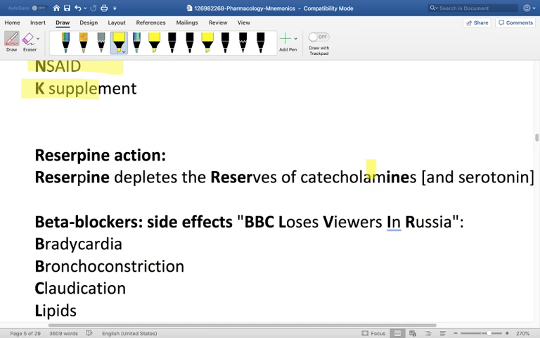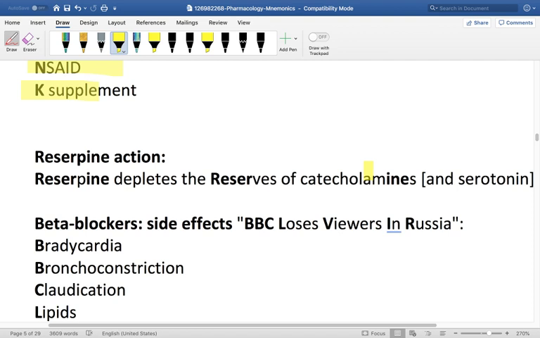Now, doctor, reserpine depletes the reserves of catecholamines and serotonin. How does reserpine act as an antihypertensive? It will deplete the catecholamines in the neurosynapses, is what you should remember.